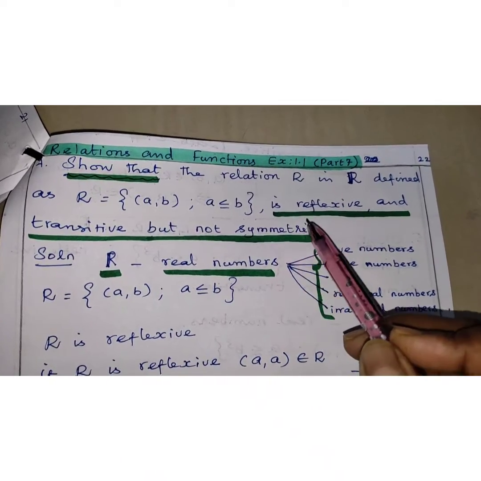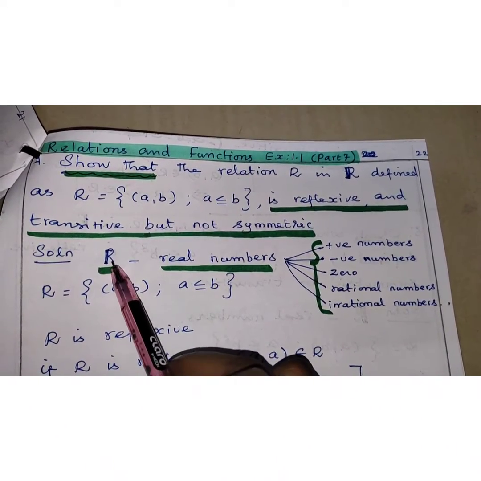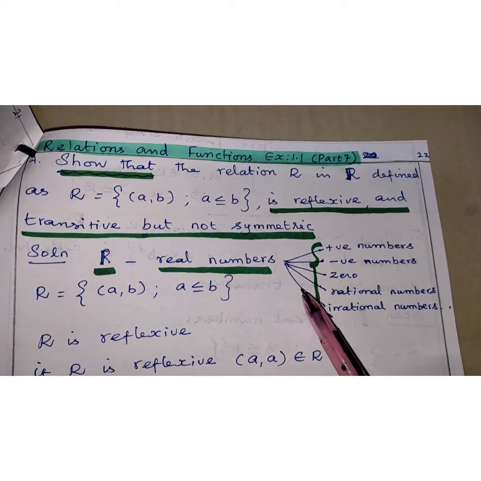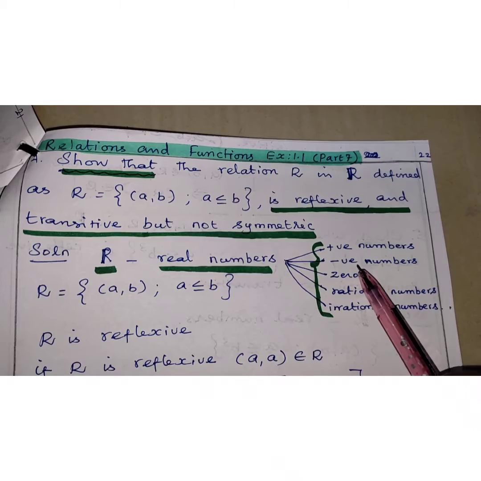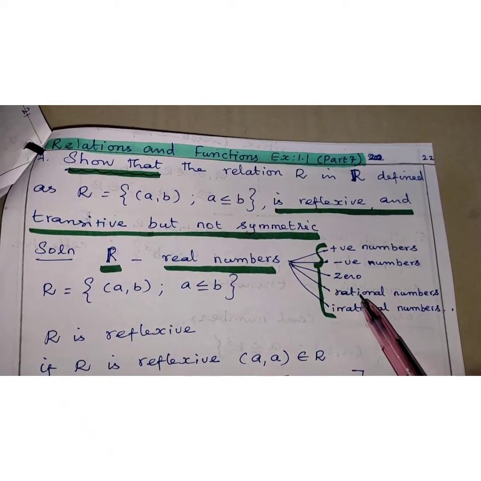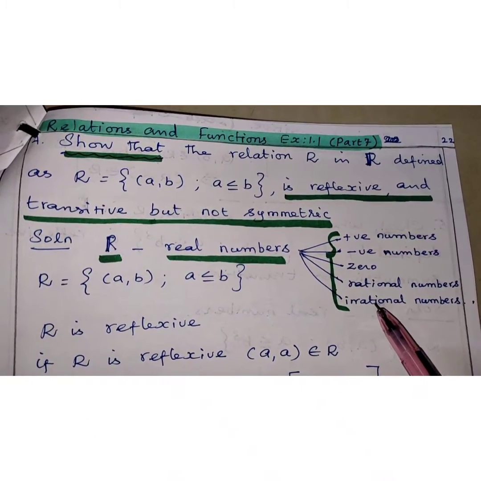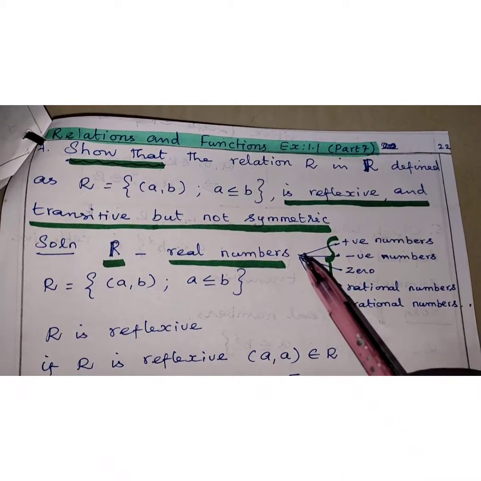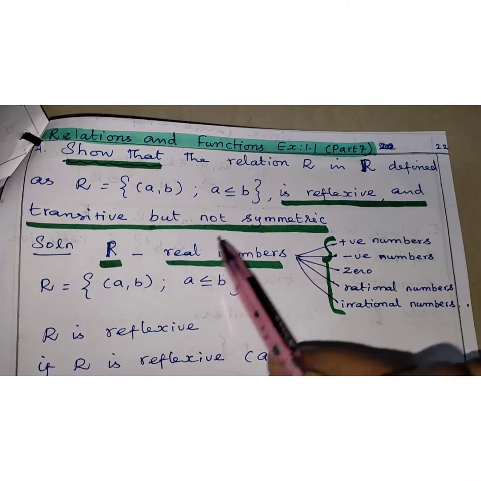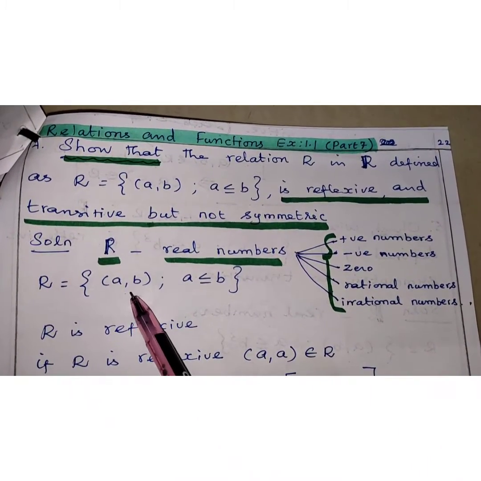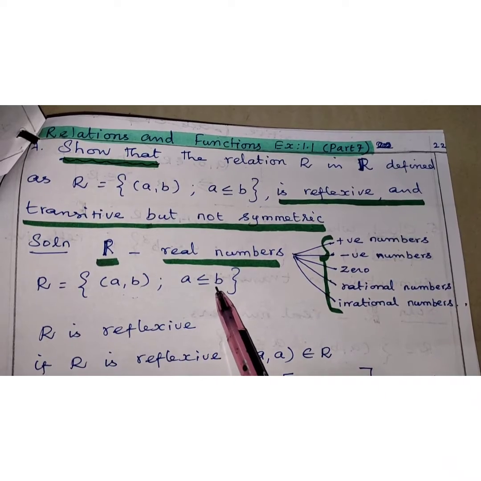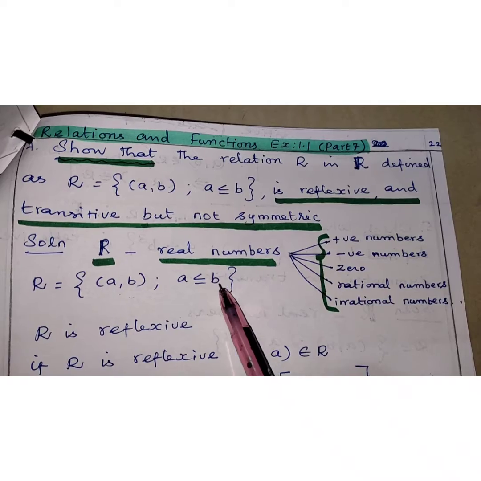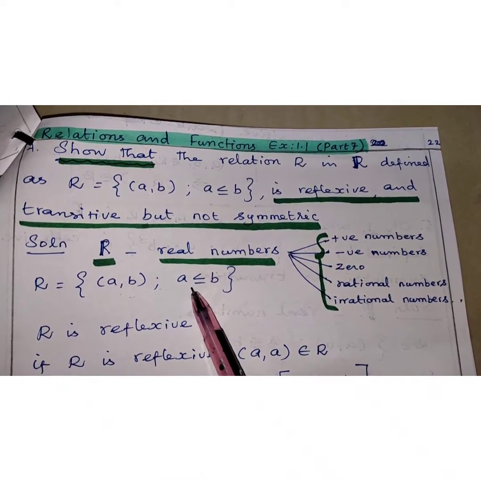Solution. This bold letter R is the symbol of real numbers. We know that real numbers contain positive numbers, negative numbers, zero, rational numbers and irrational numbers. Now the given relation is R equal to the set of all (a, b) such that a less than or equal to b. First we have to prove that this relation R is reflexive.